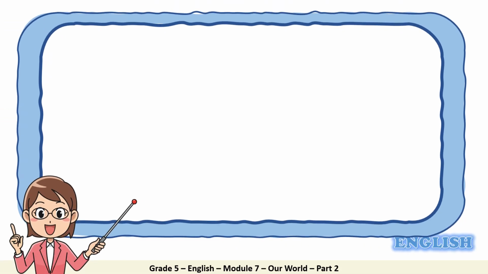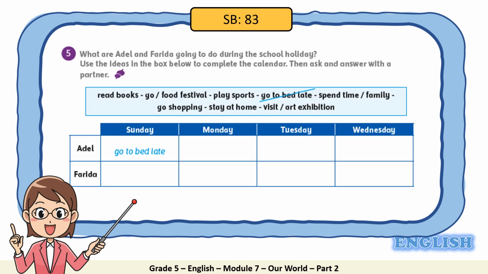Now that we recalled the affirmative form of going to, the negative form and the question form, it's time for us to practice in speaking. It's time to chat. So please open your student book, page 83, exercise number 5. In this exercise, you are going to talk about the future plans of Adil and Farida.